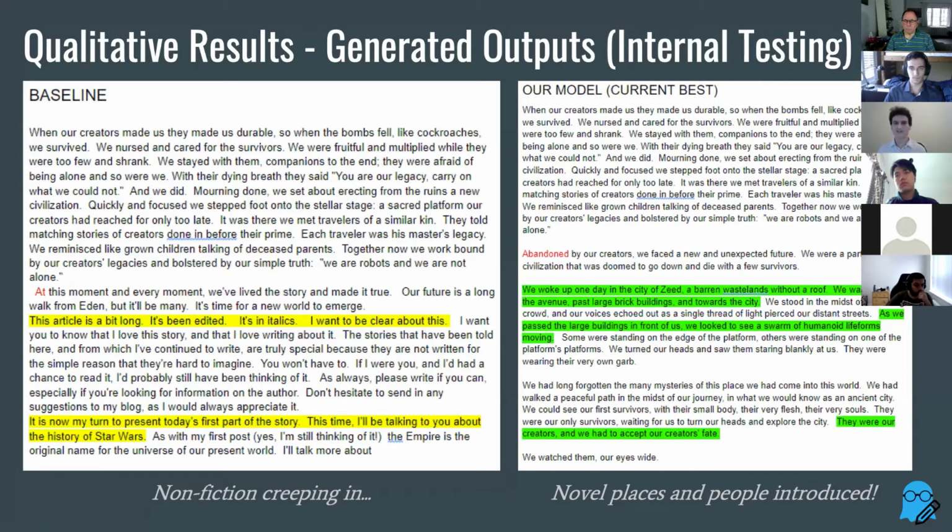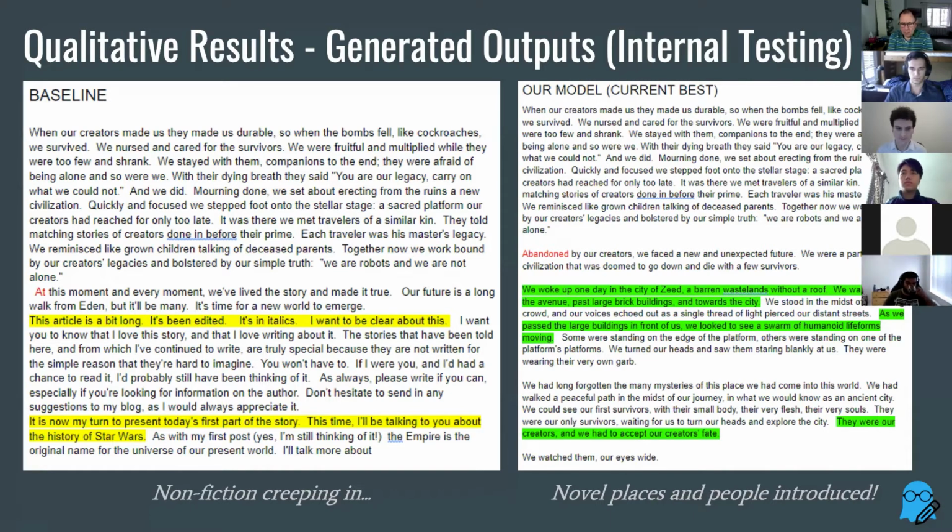So here we can see an example of some of the analysis that our team did when we were comparing our model with our baseline. On the left in the yellow highlights, you can see things that we didn't want, like introduction of non-fictional elements. Here it talks about blogging and Star Wars, or excessive repetition. Whereas on the right in the green highlights, we wanted to see things like creative introductions of people and places that authors could reliably build off of.